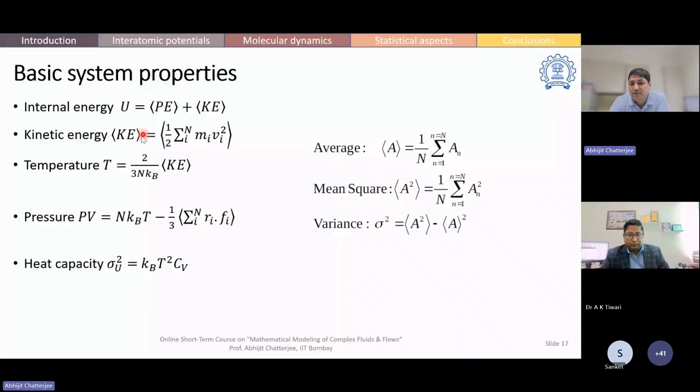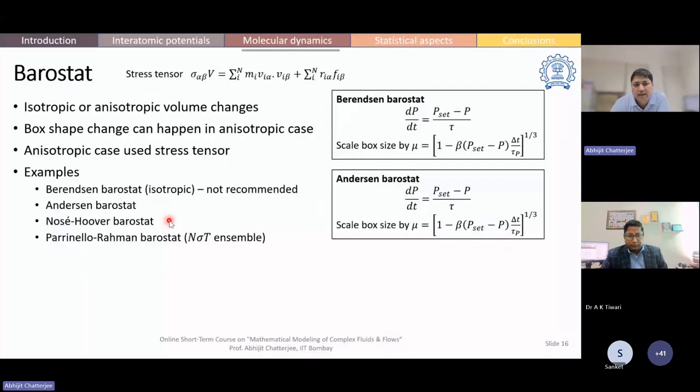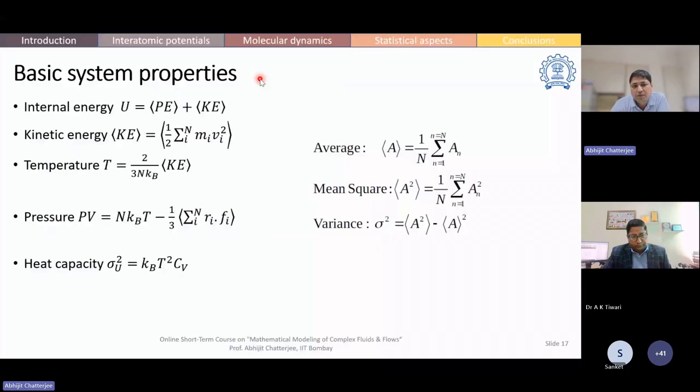Temperature, we can determine based on the kinetic energy of the system. And here, by the way, I have some angular brackets, which means that we are computing averages for the dynamical simulation. And we can also compute pressure. This pressure equation I showed in the last slide is the same as this, which requires computation of the virial terms.